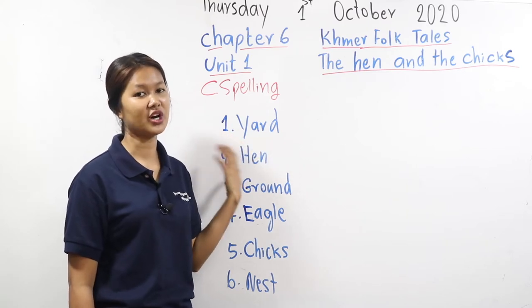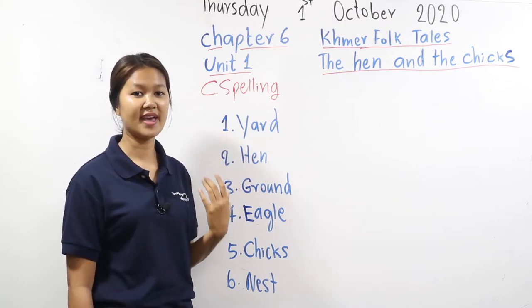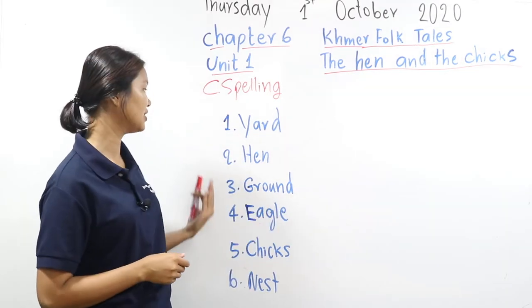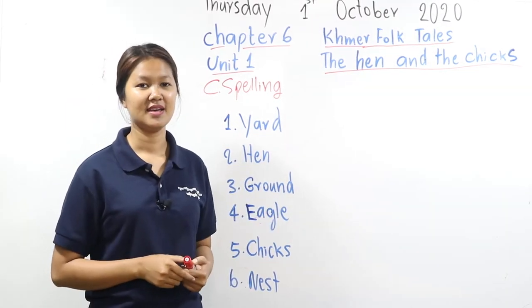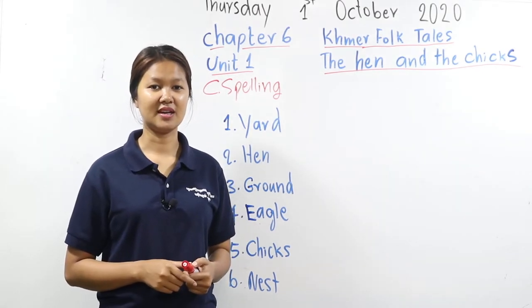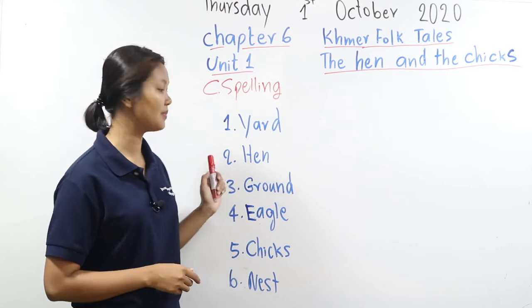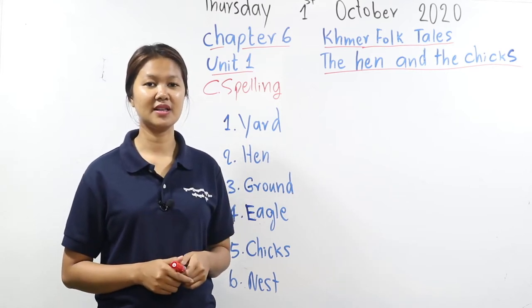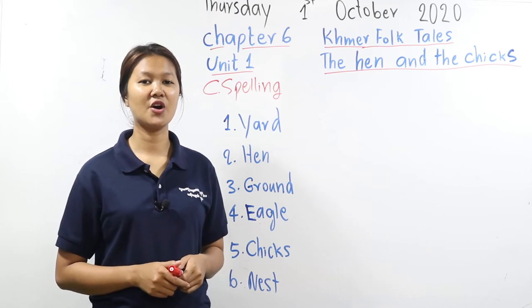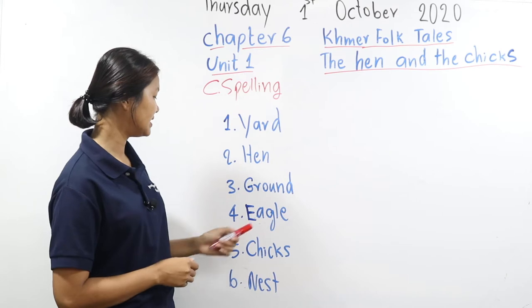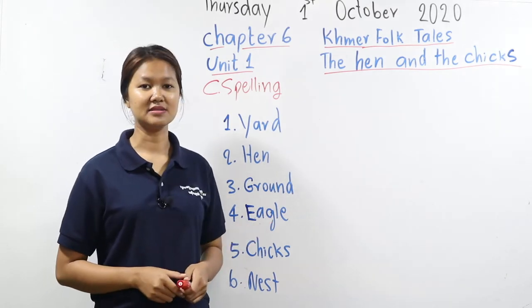For example, yard, spell Y-A-R-D, yard. Okay, please spell the word hen. Hen, spell H-E-N, hen. Please spell the word ground. Ground, spell G-R-O-U-N-D, ground. Please spell the word eagle.